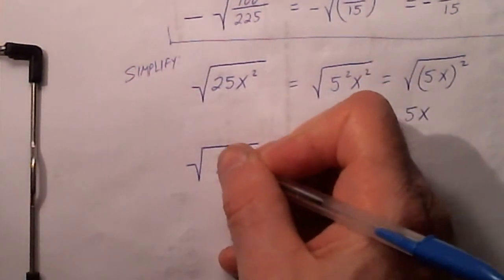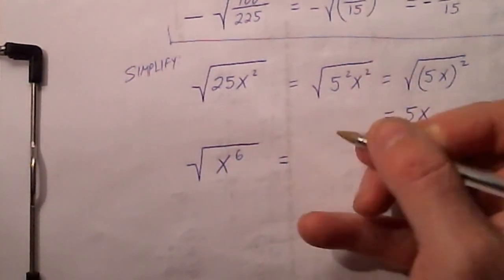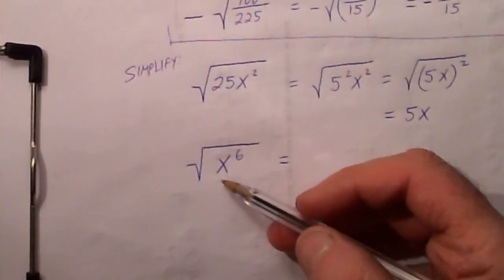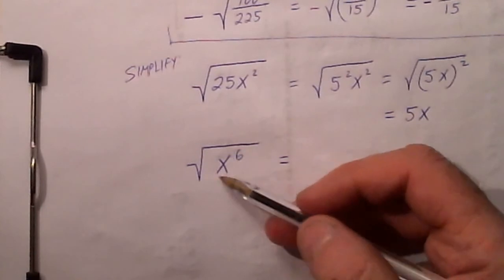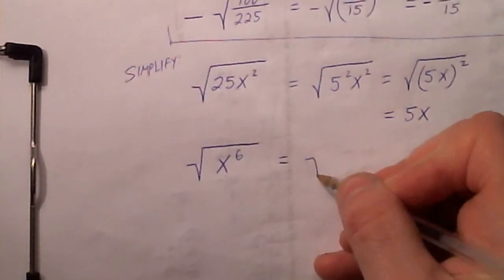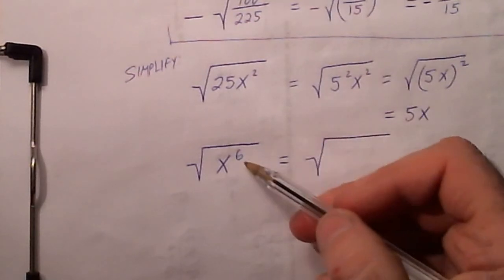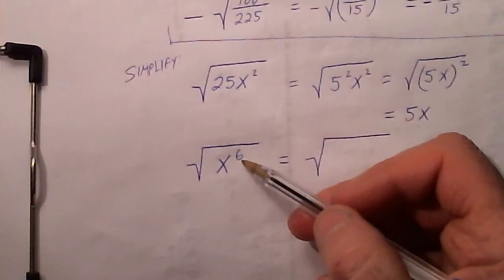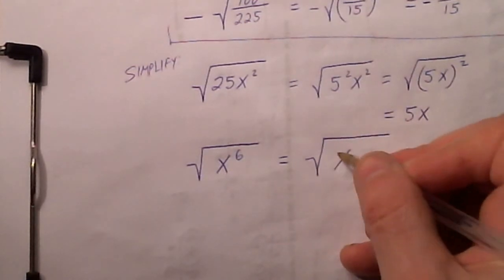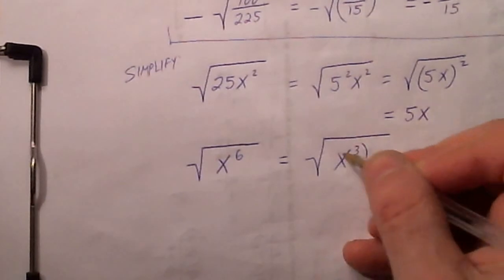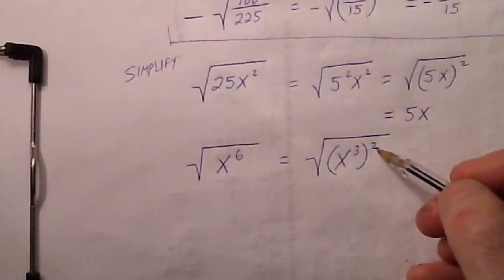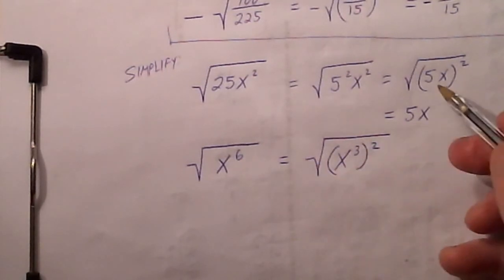All right, how about the square root of x to the 6th power? Well, since it's a square root, we're trying to find any perfect squares that are underneath the square root. X to the 6th is a perfect square. If you think about it, 2 divides into 6 3 times. So another way to rewrite x to the 6th power is to rewrite it as x cubed squared. X cubed squared is really x to the 6th power.